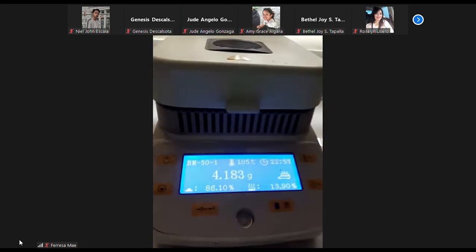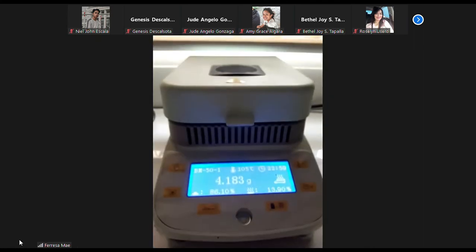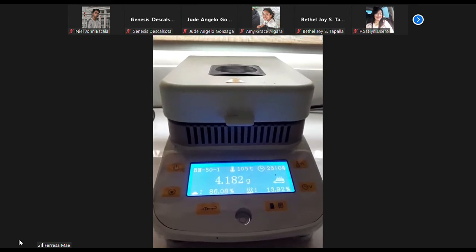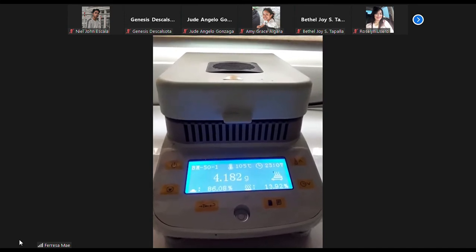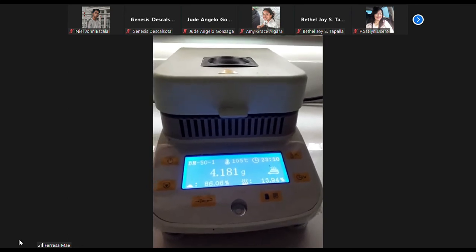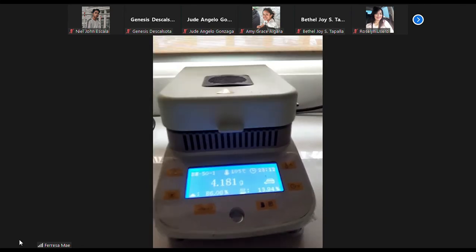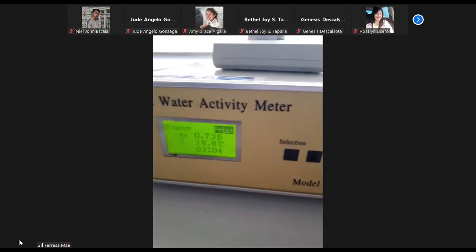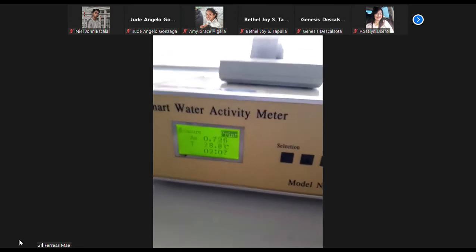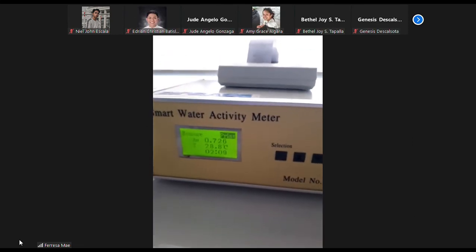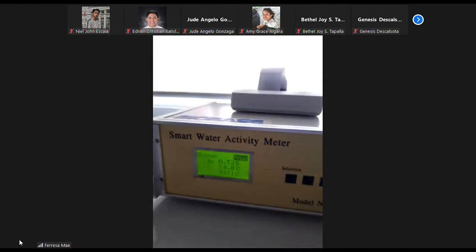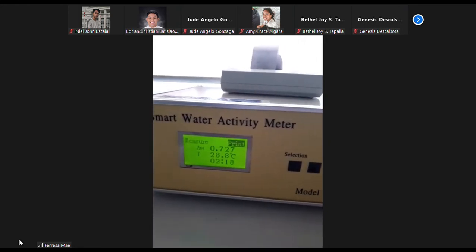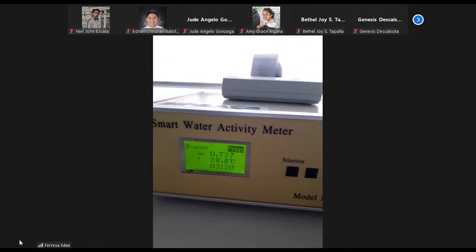Miss, question is, why is it, Miss, nga 10 minutes, Miss, ang sa water activity? Does it, Miss, may importance ang time sa pag-measure? Standard na siya nga measurement, time measurement niya. So that's 10 minutes. Para na siya sa instrument.